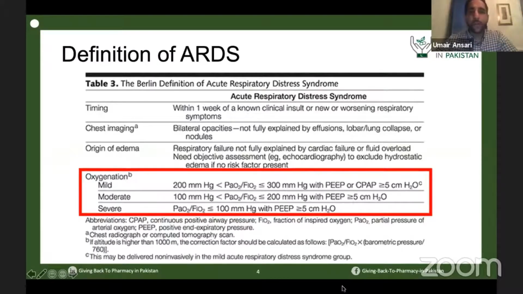So first, I just want to start off with briefly defining ARDS. This table is using the Berlin definition, which is the hallmark definition of ARDS. This is basically summarizing how ARDS is diagnosed. As you can see, there are multiple components: timing, chest imaging, origin of edema, but I'm focusing mostly on the oxygenation part. This is where we are able to determine the levels of severity, so we have mild, moderate, and even severe ARDS. If you look at the highlighted region, the P to F ratio is what defines how severe the ARDS is. Severe ARDS is a P to F ratio of less than or equal to 100 mmHg. So this is just a brief definition of that.